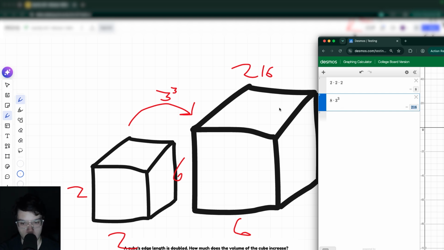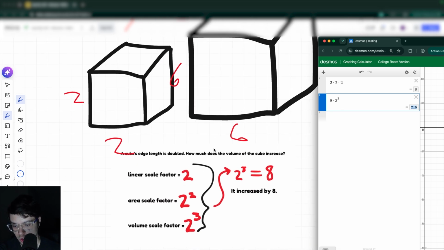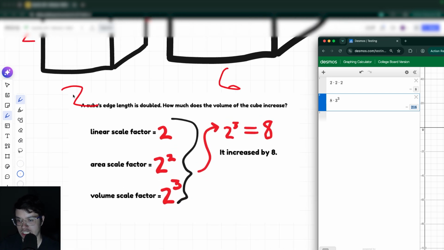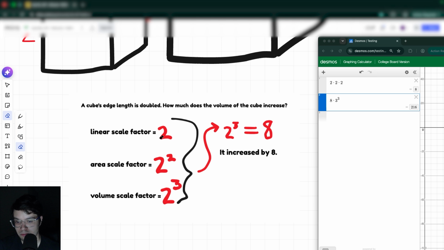It is not always going to be the exact same amount. So that is how this works. I also wrote just a simple explanation here. If you have a cube that's doubled, the volume will increase by either 2 squared, or 2 cubed. And for this one, it would increase by 8 if you're trying to find the volume specifically.